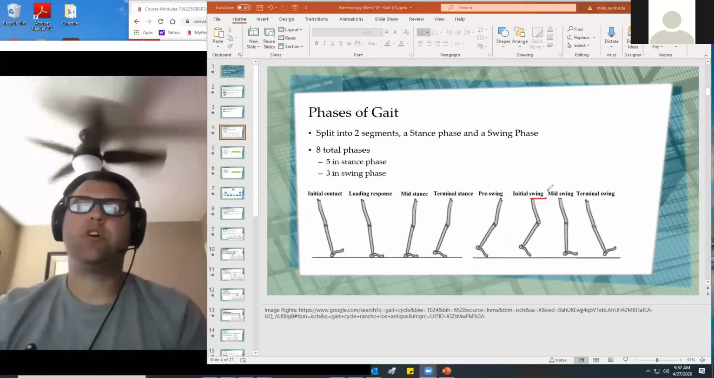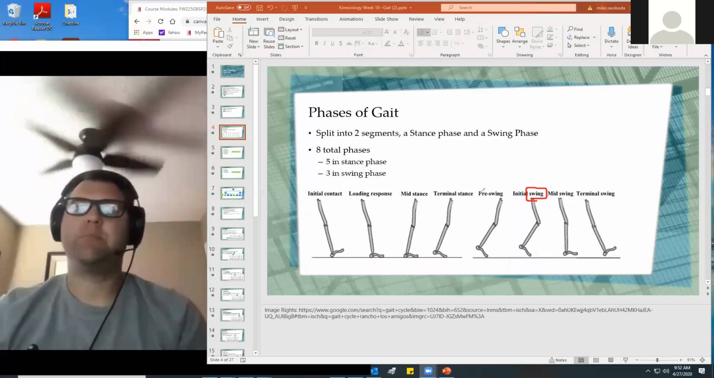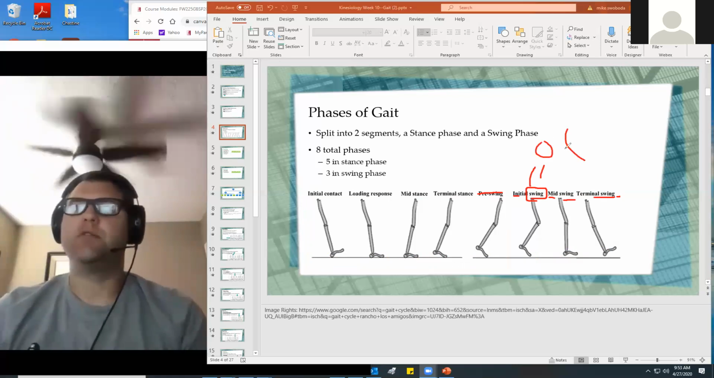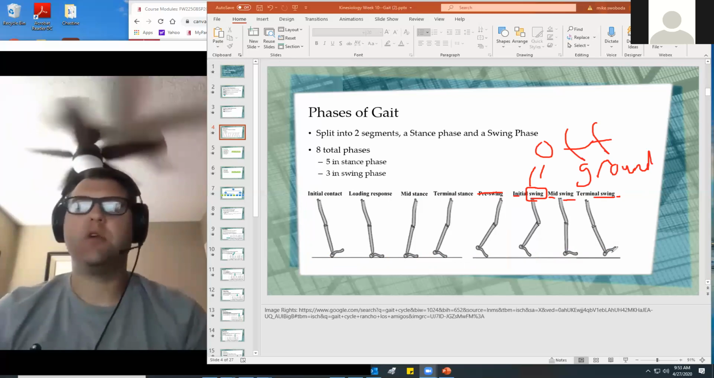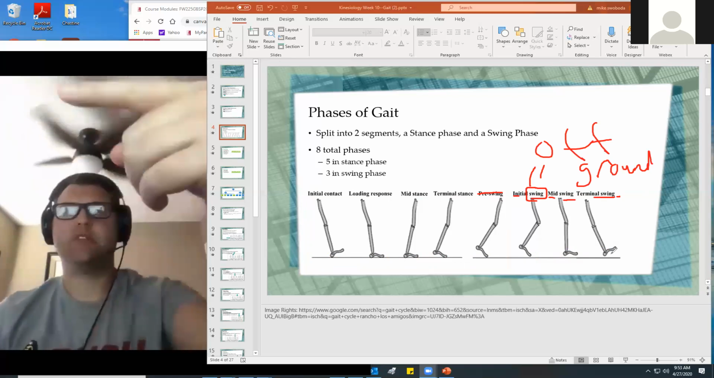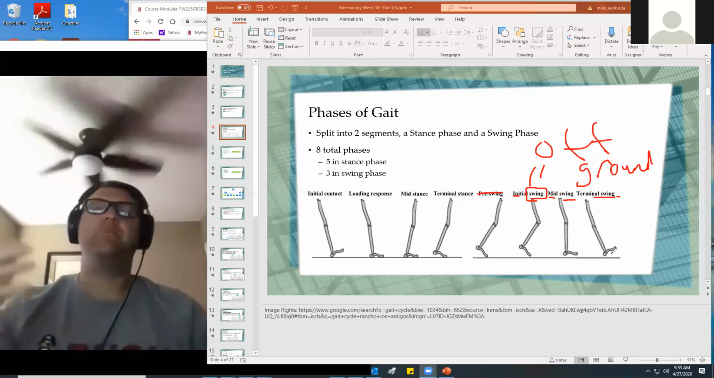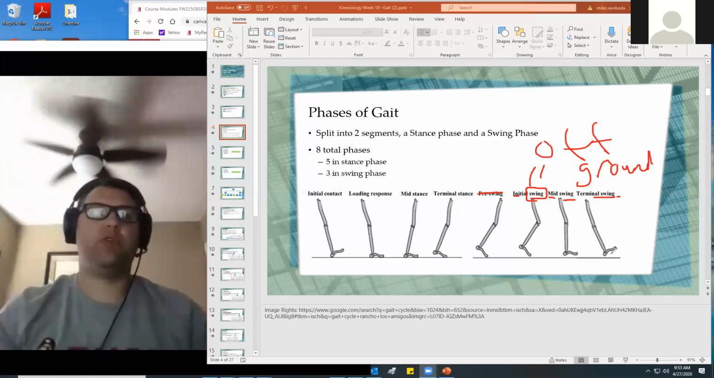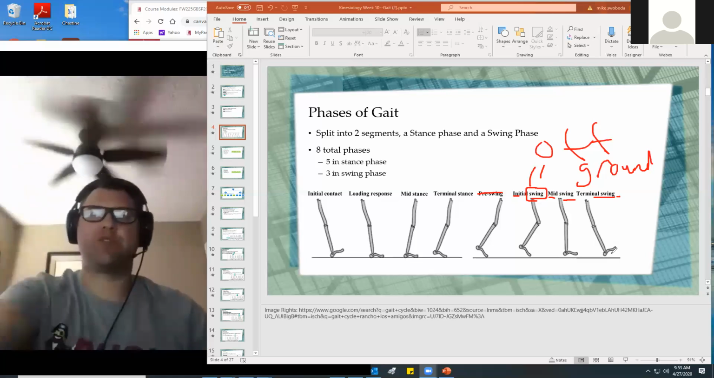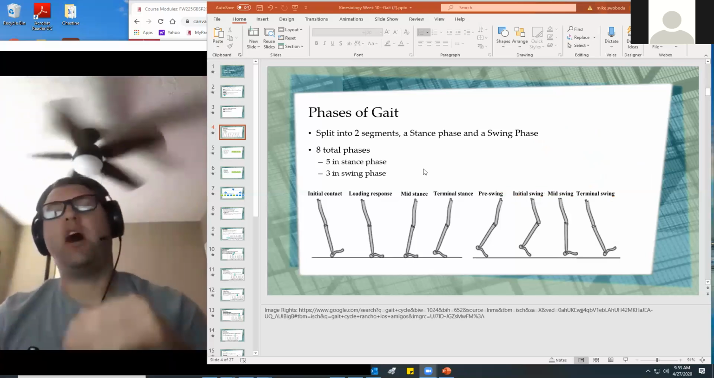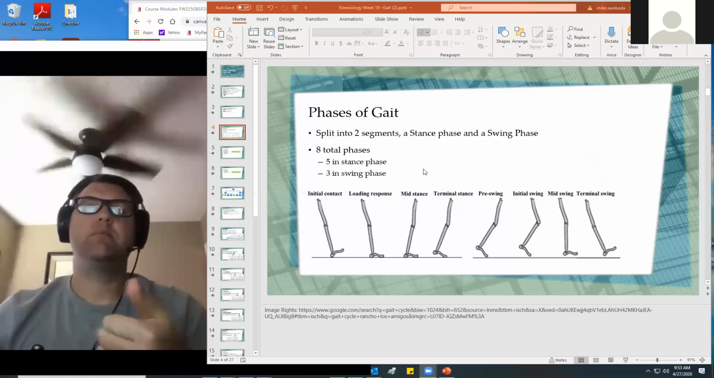If you see the term swing, not counting pre-swing, pre means before swing, but when you're at your initial swing, mid-swing, terminal swing, swing equals off the ground. Because to swing your leg means you have to move it back to forward. You cannot move, I mean you can, but you'll be dragging it, but you can't move your leg efficiently if you keep your foot on the ground. You have to lift it in the air to swing it forward. So swing means your foot is off the ground. Stance means your foot is on the ground.